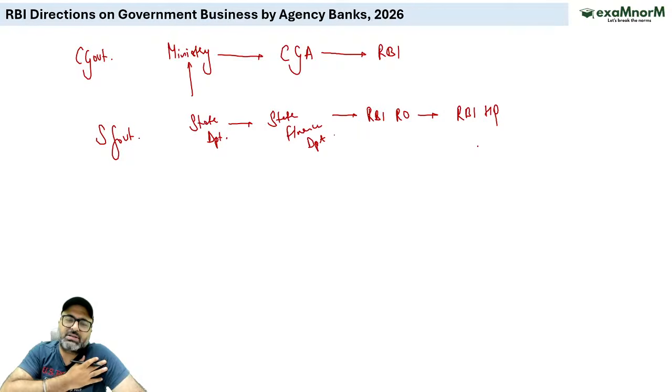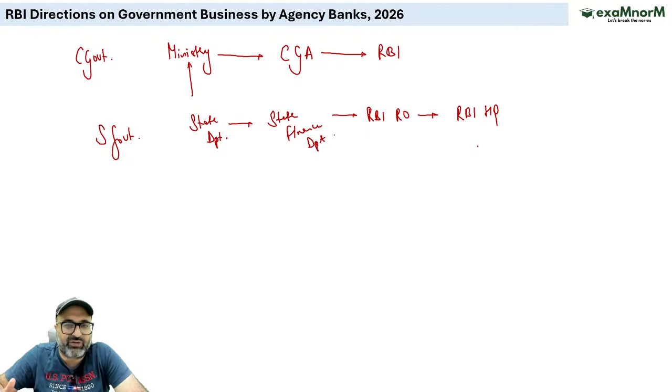Okay. Next is, government decides which bank to use. Government decides what mode to use, physical or electronic mode, while managing the account. Government will decide what area of operations they want the bank to perform.